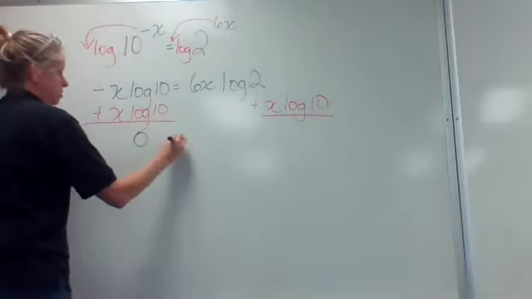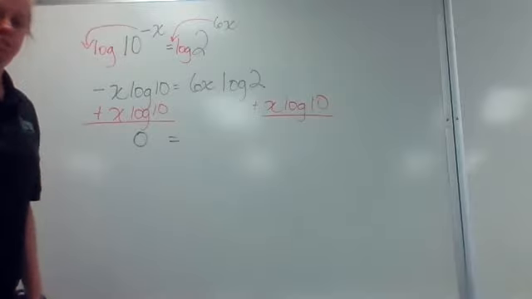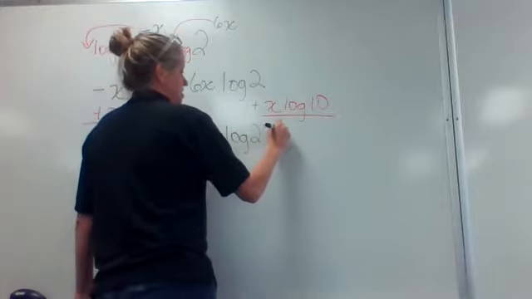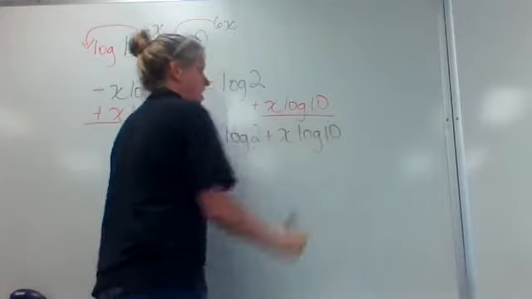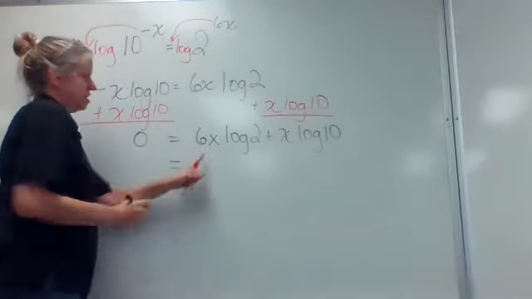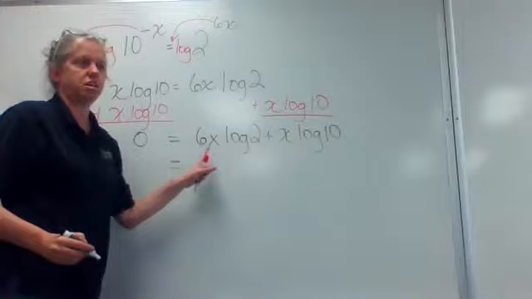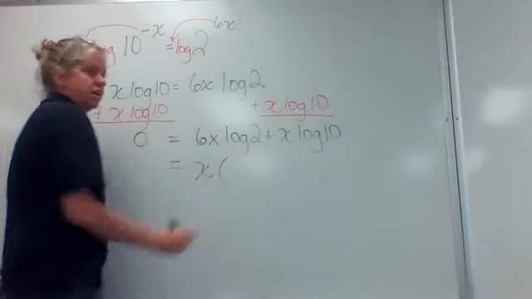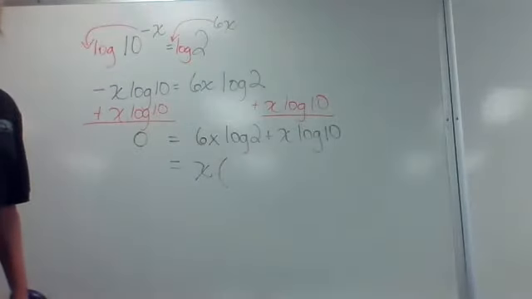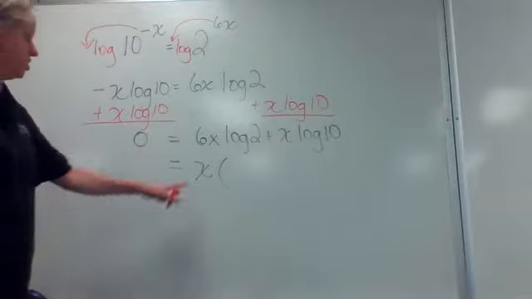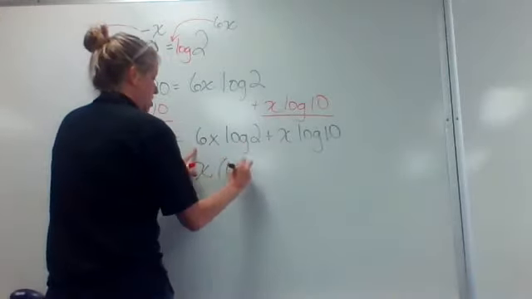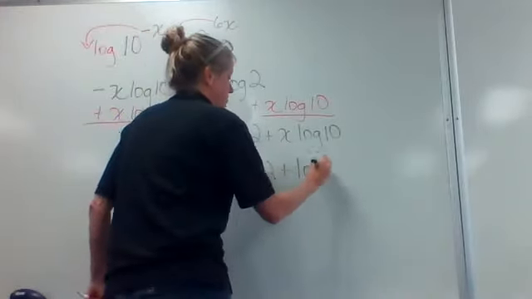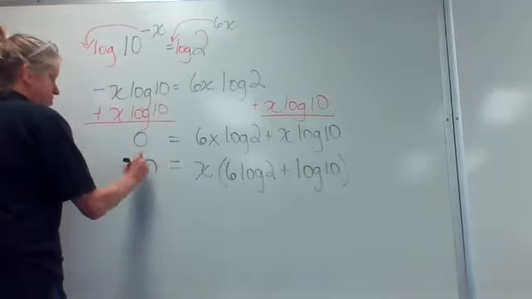So now I have 0 equals 6x log 2 plus x log 10. So here's what I was talking about. X is in common with both of these terms. So it's the common factor, and I can pull it out. So if I pull out the x, put in parentheses what's left. If I took the x out of this first term, I have 6 log 2 plus, if I took the x out of this term, I just have log 10. I have 0 on the left.